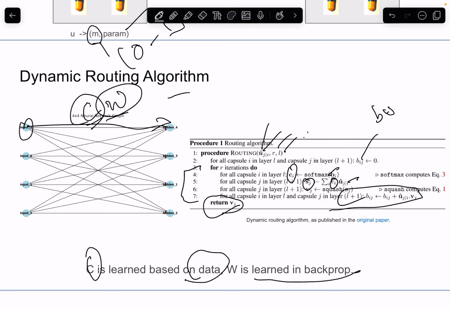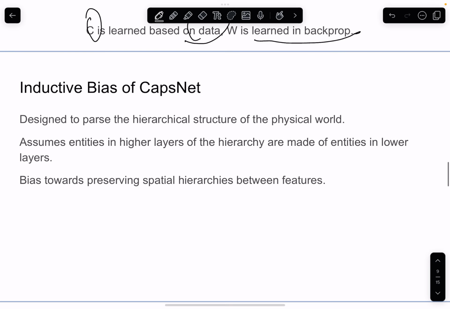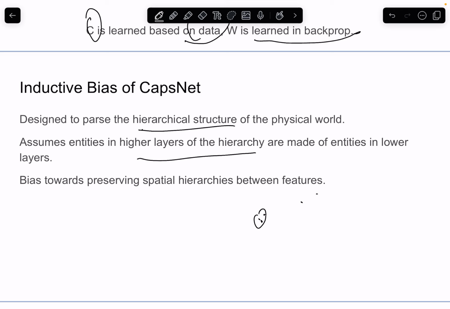And now let's discuss the bias. This is designed to parse the hierarchical structure of the physical world and assumes that higher layers of hierarchy are made of entities in the lower layers. For example, if there is a face, first we detect the eye, then the nose, and then the lips, and this is passed from a different layer, and then we aggregate that.